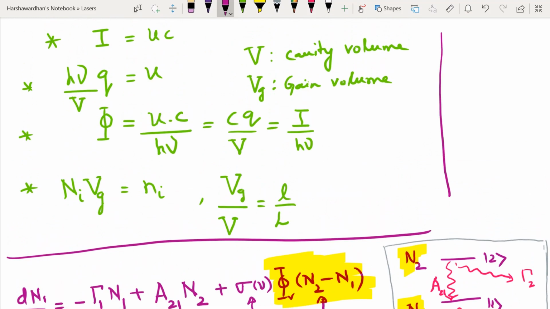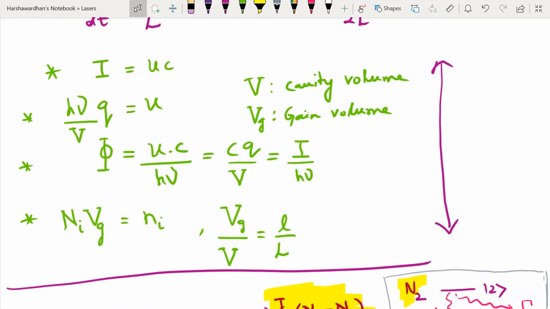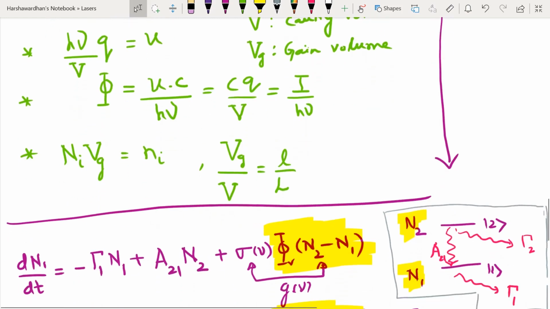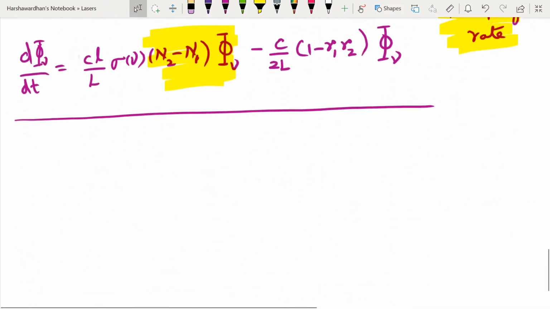I can actually rewrite these three equations in a slightly different form, where rather than looking at number densities, one is looking at numbers. So we are looking at photon number rather than photon flux, and the number of atoms in the excited state or in the ground state, rather than number densities of atoms in the excited or the ground state. And here we will utilize these to obtain the following.